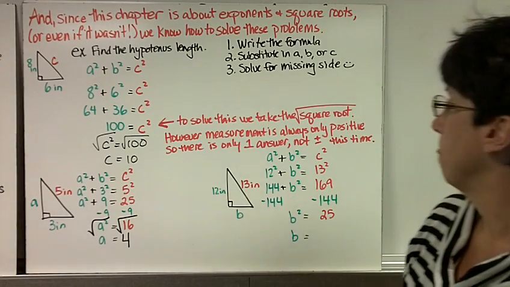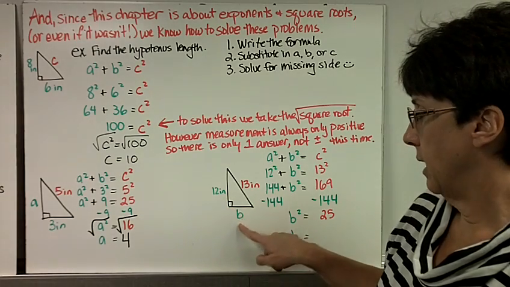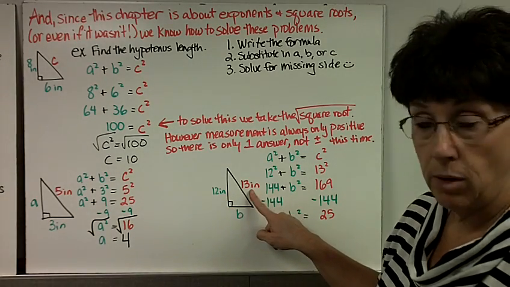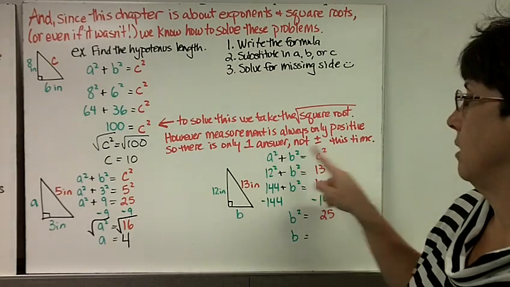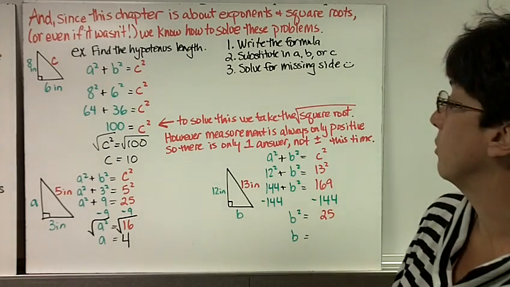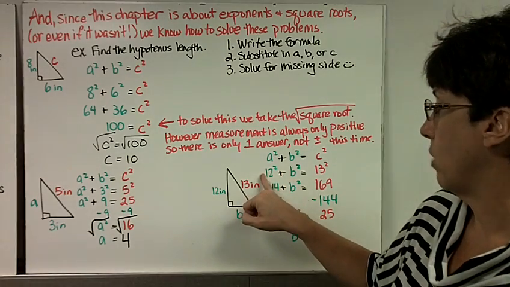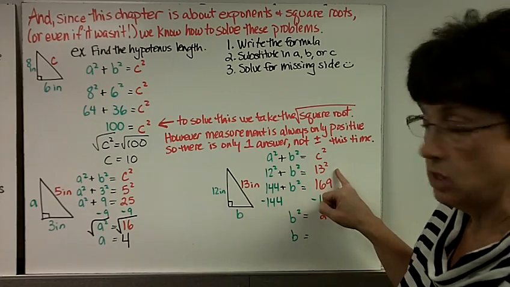Let's do another one. Here I have this leg. I don't have the B leg, but I have the hypotenuse. I write the formula. A squared plus B squared equals C squared. Yes, you have to write it every single time, so you remember it. Substitute in the values we have. We have A and we have C, so I'm going to write 12 squared plus B squared equals 13 squared.